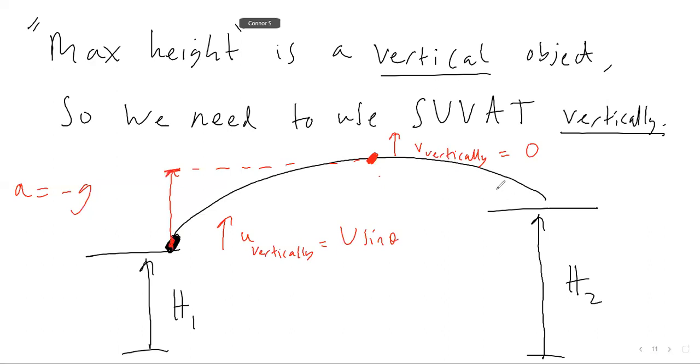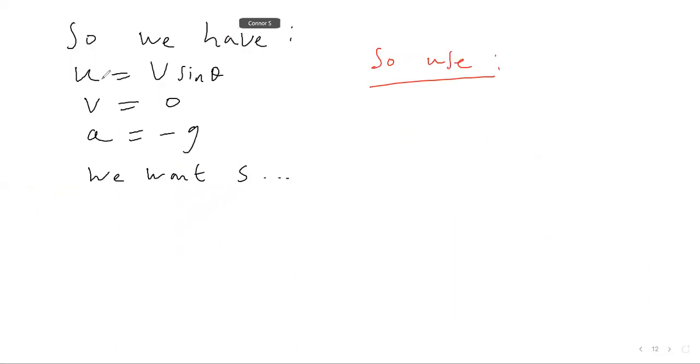So to find our maximum height, obviously height, we're talking about displacement. Again, we're going to do Suvat vertically. So we've got an initial speed of u sine theta, a final speed of 0 vertically, and an acceleration of negative g. We want to find the s, the displacement, the maximum height, which is, again, a displacement. So we've got u, v, a, s, so we're going to use the equation that's missing t, isn't it?